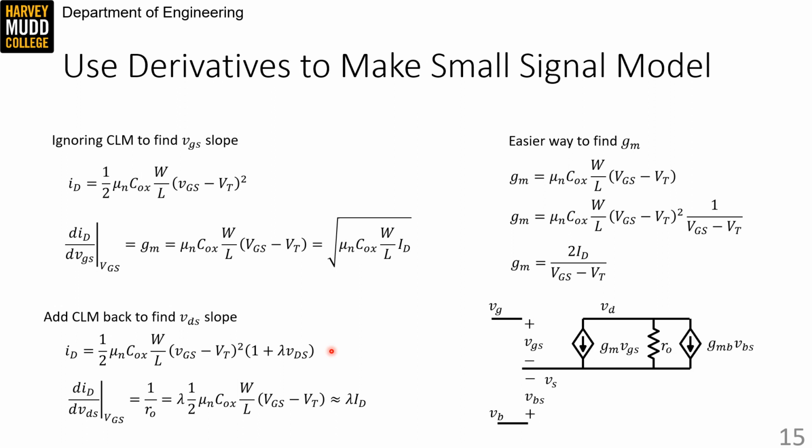However, it's worth noting that there's one additional component we can add to capture the effect of the body being at a different voltage than the source. The body effect creates another GM generator that depends on VBS. And this GM generator is sometimes called the backgate effect because the generator over here has the same effect on the small signal model as moving the gate around.